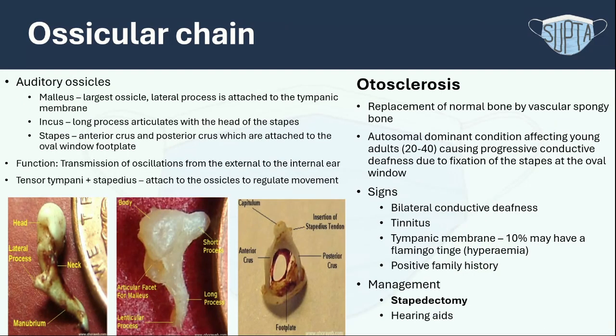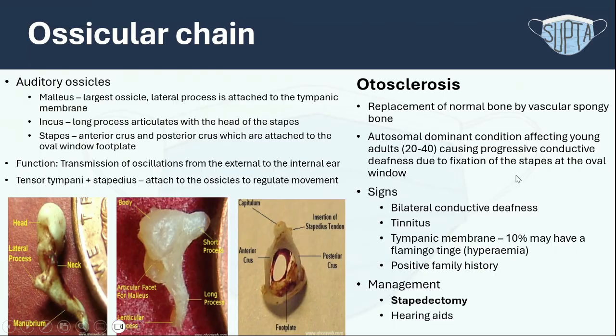Now the ossicular chain, so the auditory ossicles: the malleus is the largest, and then the incus's long process articulates with the head of the stapes, and then the stapes is attached to the oval footplate. So they essentially transmit the oscillations from the external to the internal ear, and you have muscles that attach to them to regulate the movement as well.